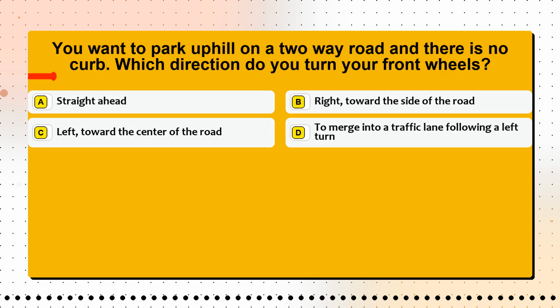Question 45. You want to park uphill on a two-way road and there is no curb. Which direction do you turn your front wheels? Here are the options. Option A. Straight ahead. Option B. Right, toward the side of the road. Option C. Left, toward the center of the road. Option D. To merge into a traffic lane following a left turn.